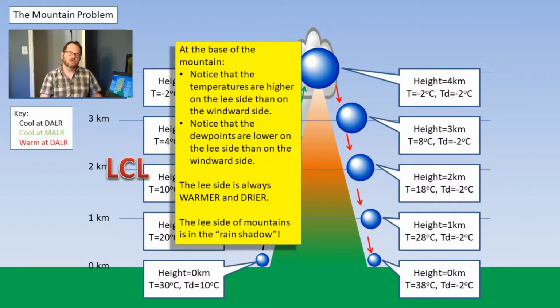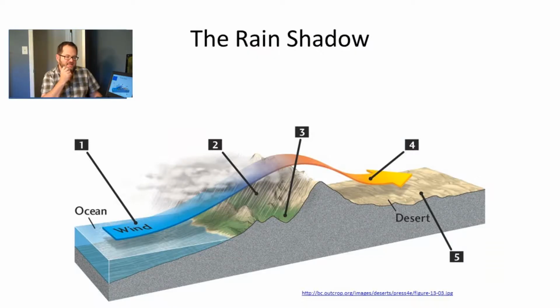Why is it drier? Because we took some of the water vapor out of the air parcel as we lifted it over the windward side. We condensed some of the water vapor out in the form of liquid water droplets, which probably fell as rain on the windward side of the mountain or whatever. The air parcel on the lee side will always be warmer but drier. That is a phenomenon known as the rain shadow.